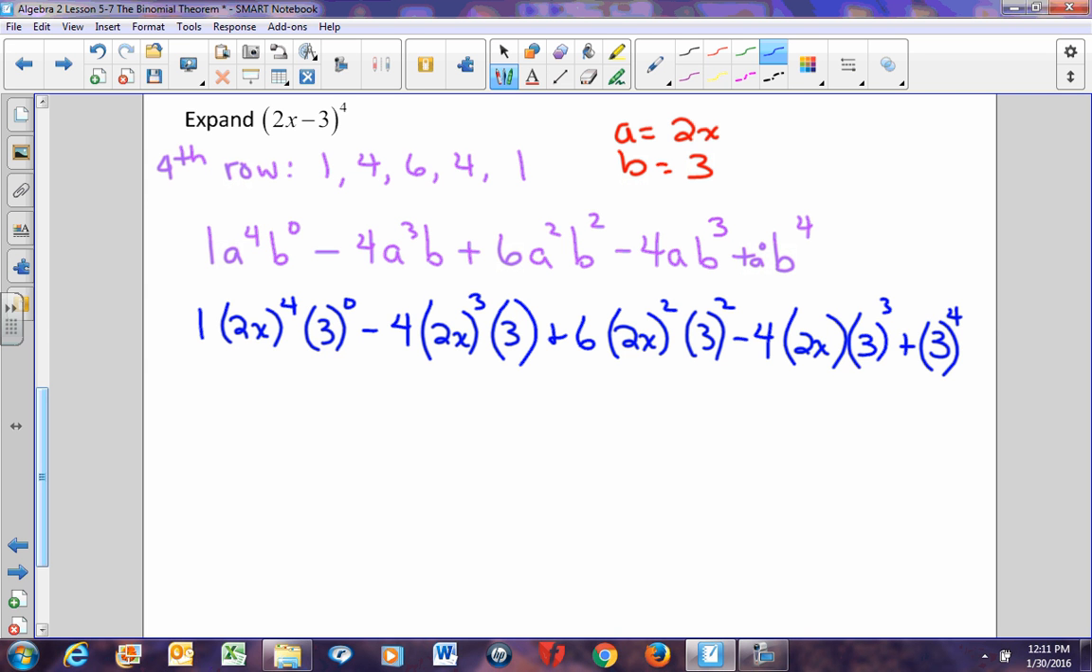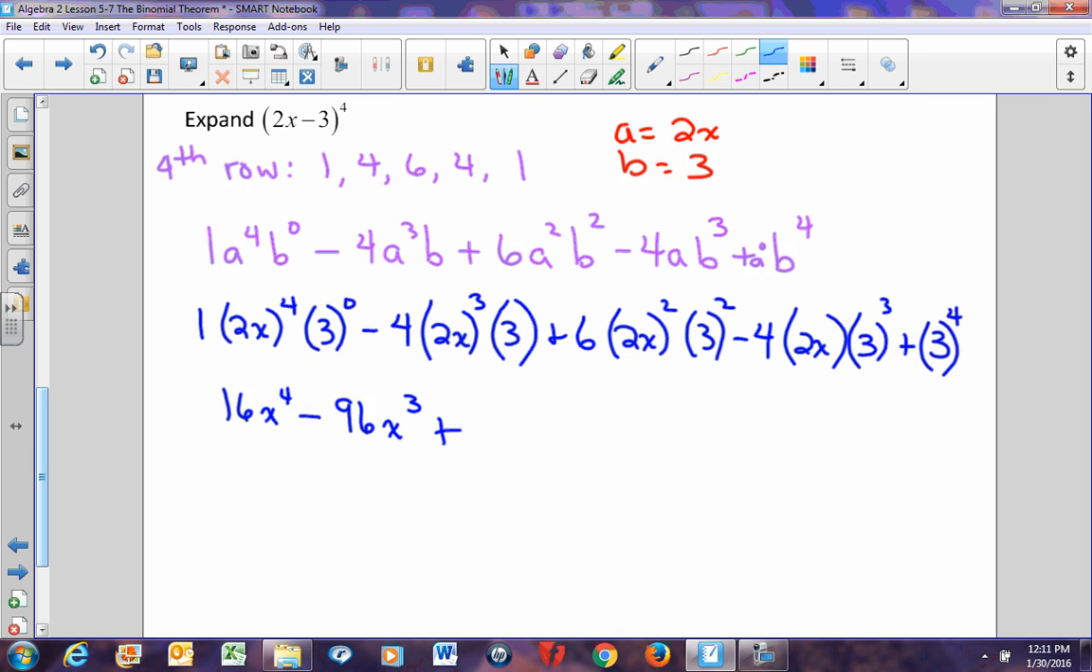2x quantity to the fourth is 2 to the fourth x to the fourth. 2 to the fourth is 16. Anything to the 0 power is 1, thank goodness, so this becomes 16x to the fourth, minus 2x quantity cubed is 2 cubed, x cubed, 2 cubed is 8. 8 times 4 is 32, times 3 is 96, so this becomes negative 96x to the third. I would suggest you use your calculator to do that.